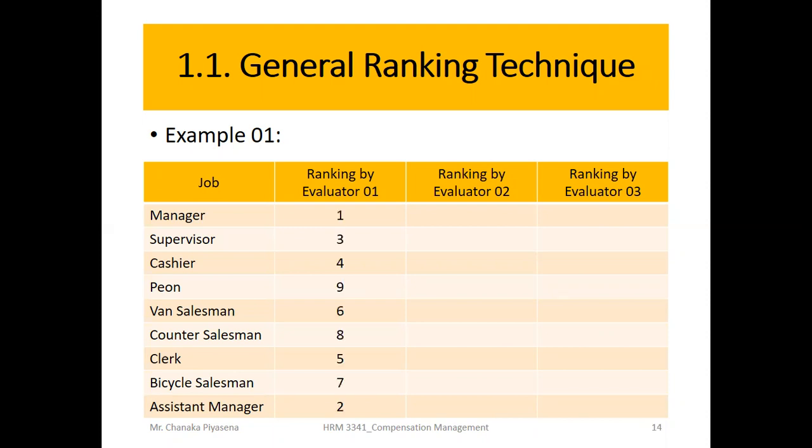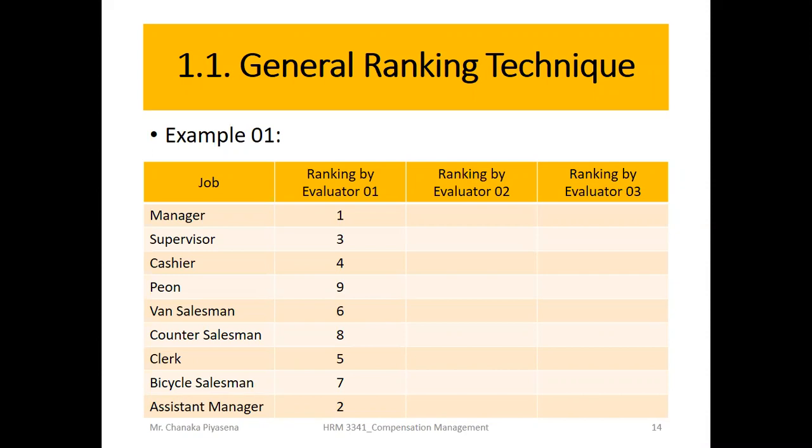The first evaluator ranks: manager is the most important. Second, assistant manager. Third, supervisor. Fourth, cashier. Fifth, clerk. Sixth, van salesman. Seventh, bicycle salesman. Eighth, counter salesman. And the last, least important job is PM.